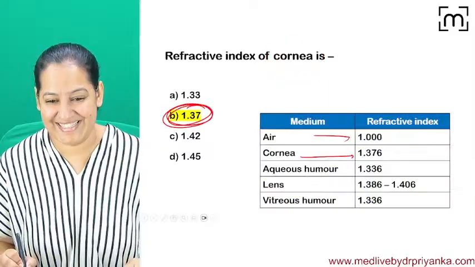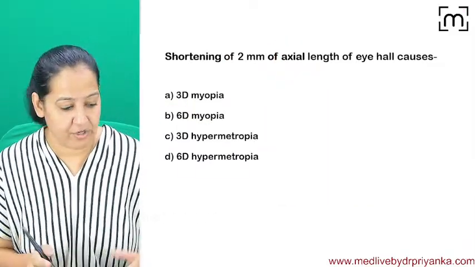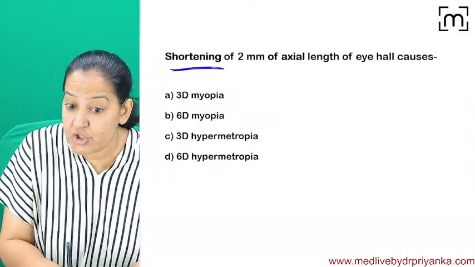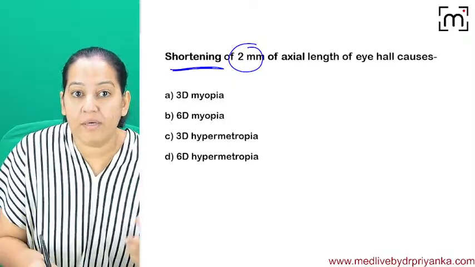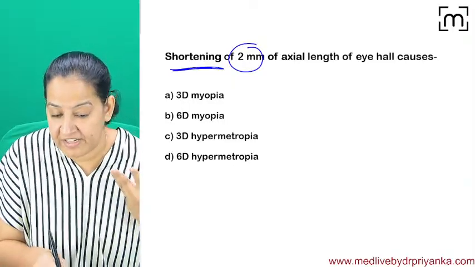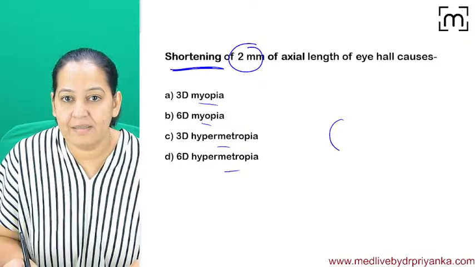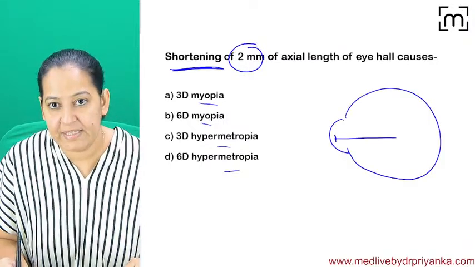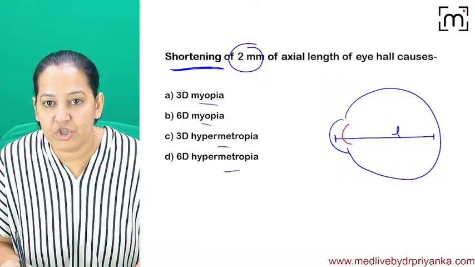All the best. So I have one more question. Read the question and tell me the answer. The next question is in front of you. Quick, fast. I'm saying shortening of the axial length of the eye by 2 millimeter will cause how many diopter? First you decide if it will be myopia or hypermetropia. So if this is the normal eyeball, and you can see this is the axial length L, I'm causing shortening of the eyeball.